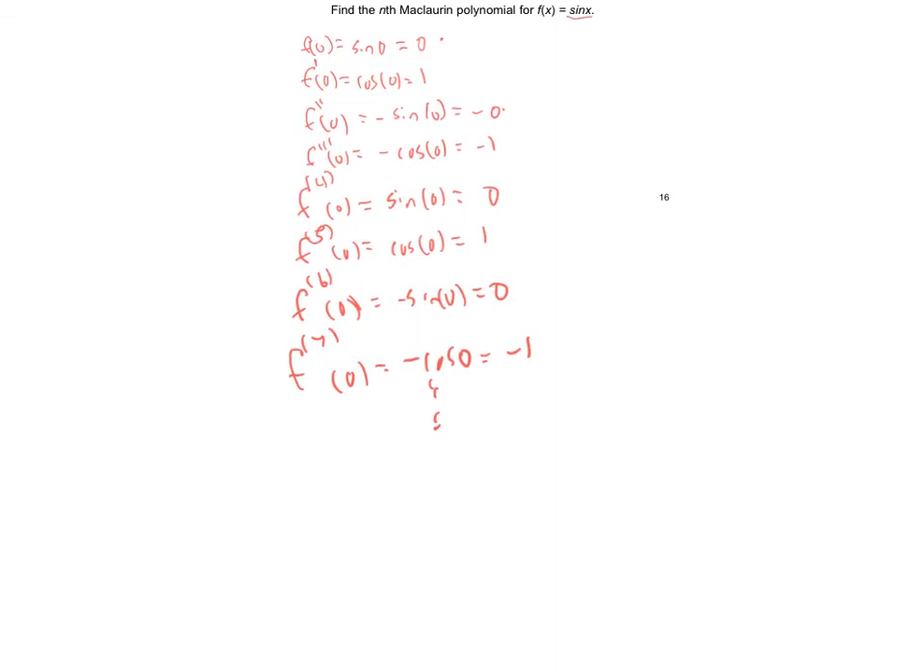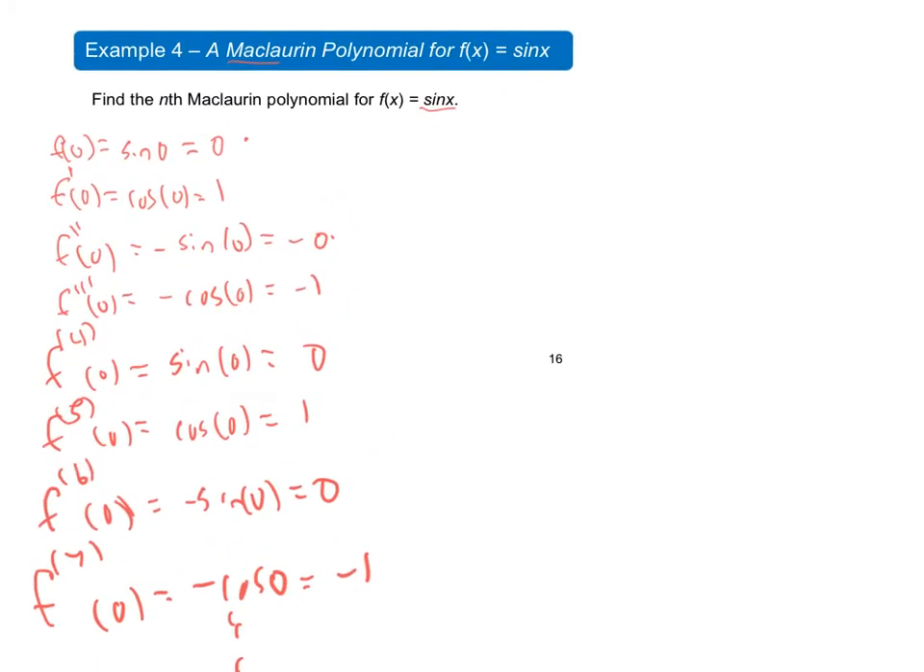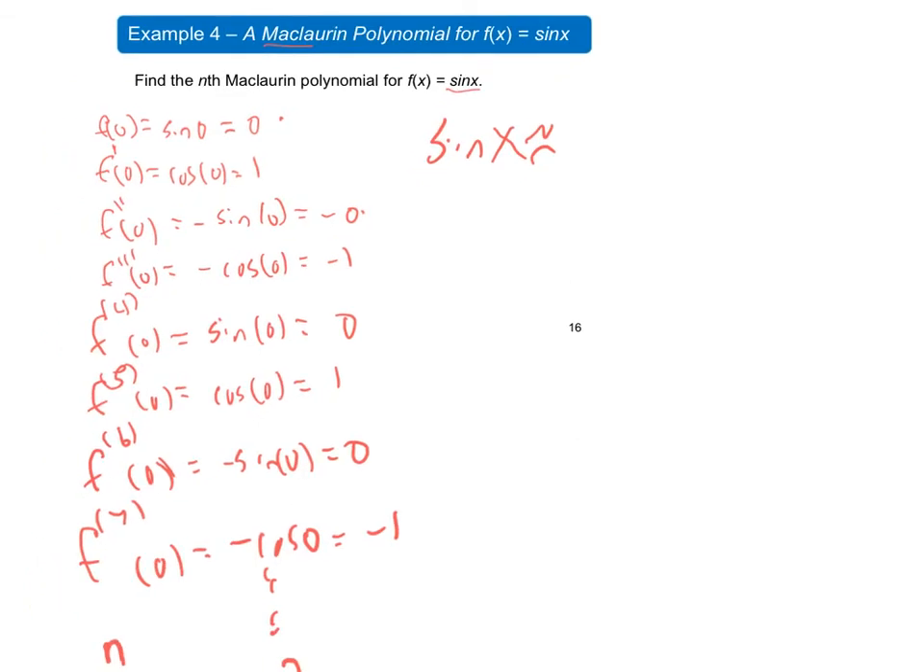If I go to the last one, f of n at 0, I don't really know what it is in a value because is the last one sine or cosine? It doesn't make sense. So if I was putting the answer down, I would say sine of x is approximately. Obviously, I don't have a constant term. This is my x to the 0.